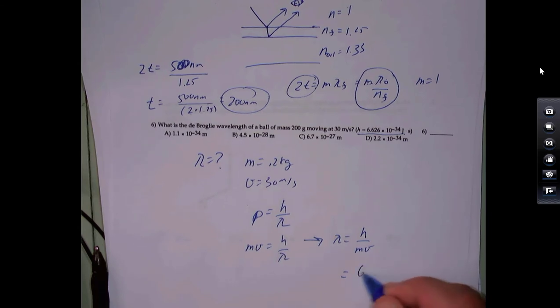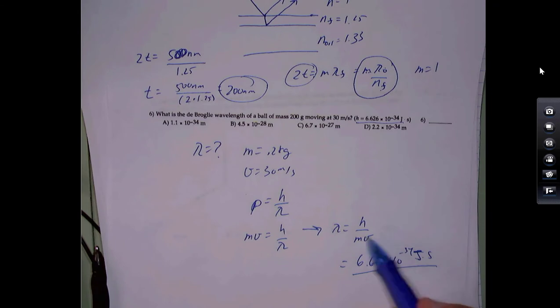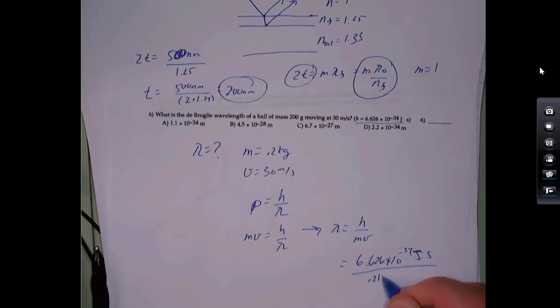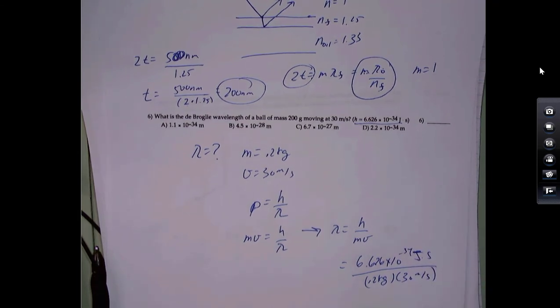Okay, so let's put the numbers in. 6.626 times 10 to the minus 34th joules times seconds. Mass, 0.2 kilograms. And then the speed, 30 meters per second. And then this answer will come out in meters. You saw some examples of us going through this before. Remember, a joule is a Newton meter, a Newton is a kilogram meter per second squared. When you put that all together, this thing will come out in meters.